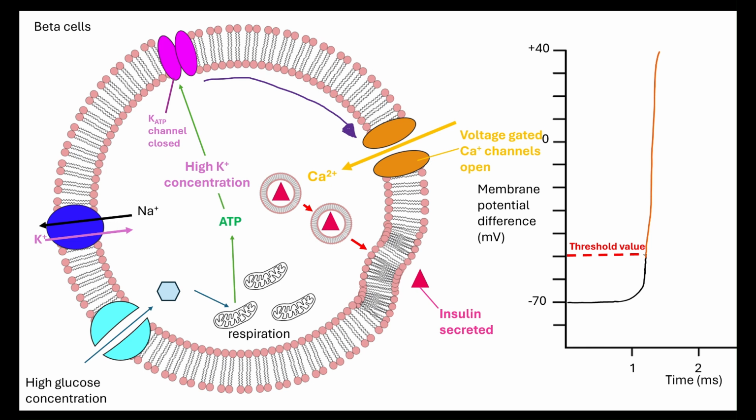So the glucose was moving into the cell from a high concentration in the blood to the lower concentration inside the cell. The cell broke it down through glycolysis, and then aerobic respiration occurred so that we ended up with ATP production. ATP was going to close the ATP channel. The membrane becomes depolarized. The voltage-gated calcium channels open. Calcium floods into the cell, causing exocytosis. The insulin is secreted and can now be transported around the bloodstream.